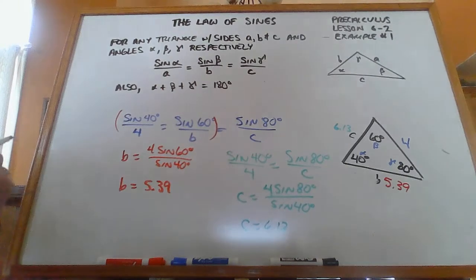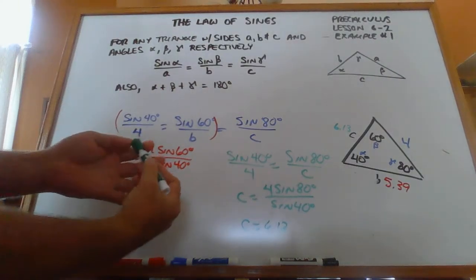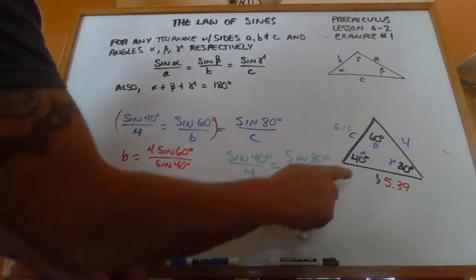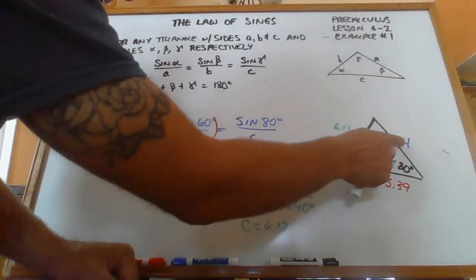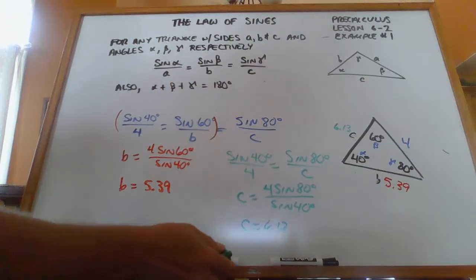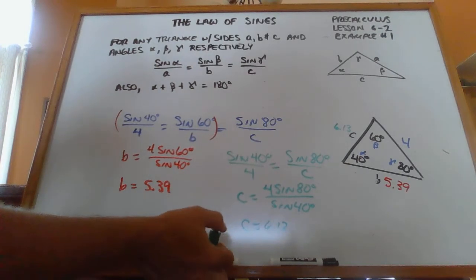Now, obviously, my picture is not drawn to scale, but the thing I always want to check is, is my biggest side across from my biggest angle? It is. Is my smallest side across from my smallest angle? It is. So that doesn't tell me that my answers are right, but it would tell me if they were wrong if that was not in the right case. So I've solved my triangle using the law of sines.